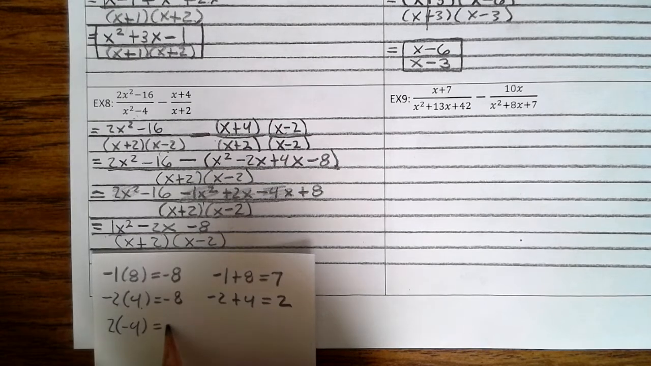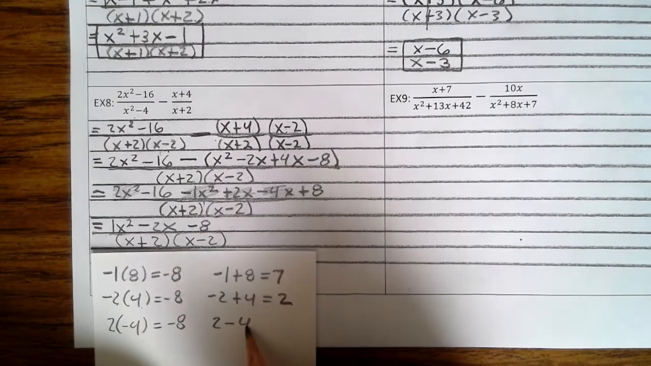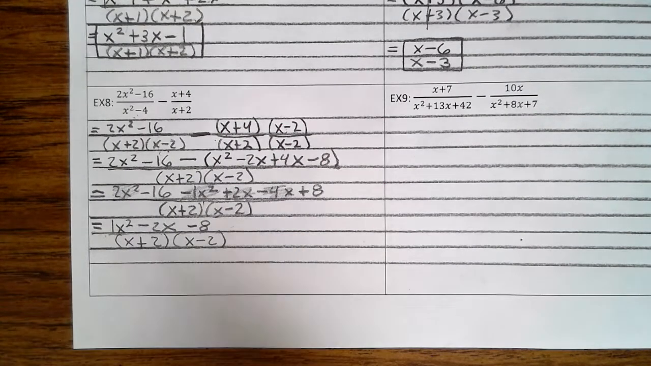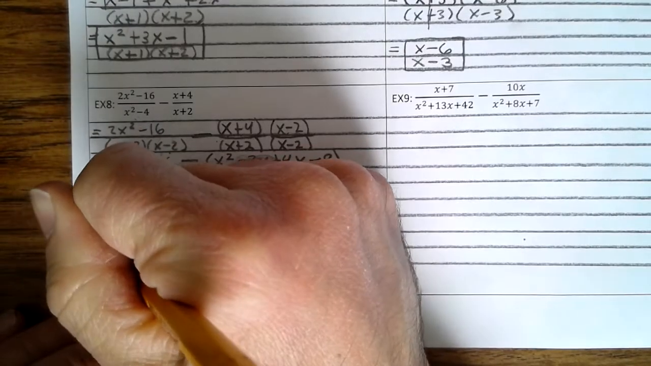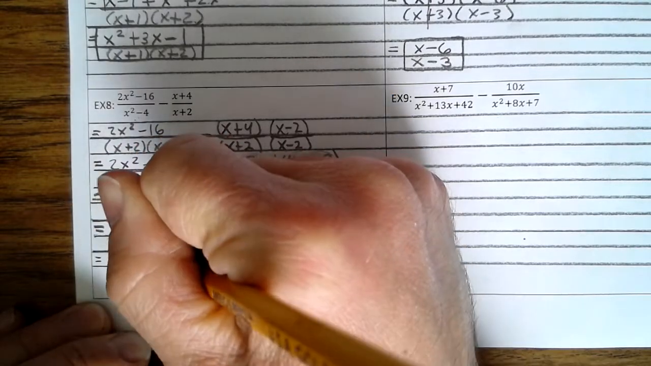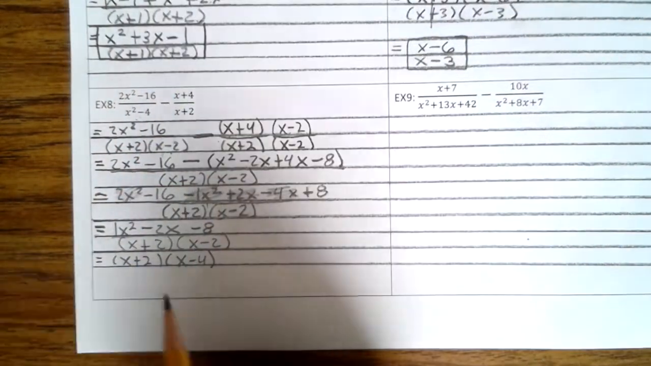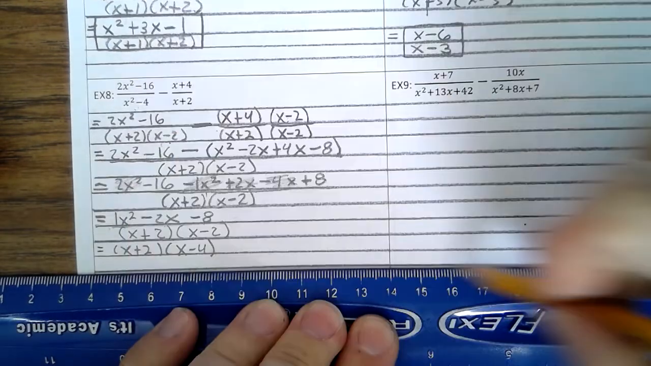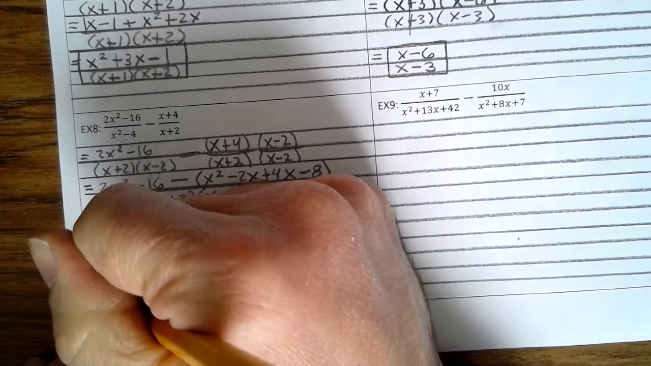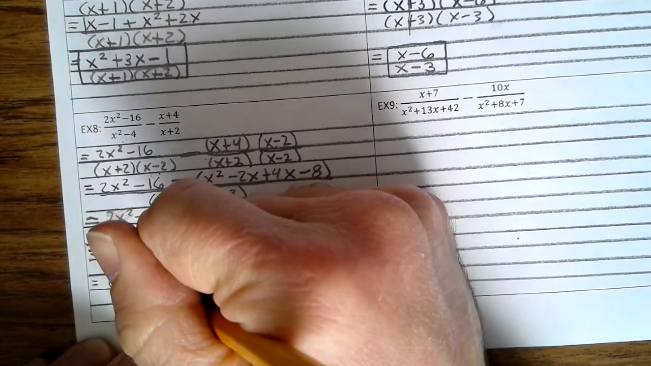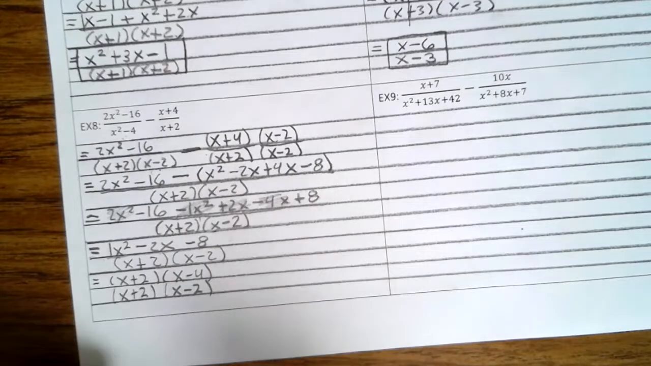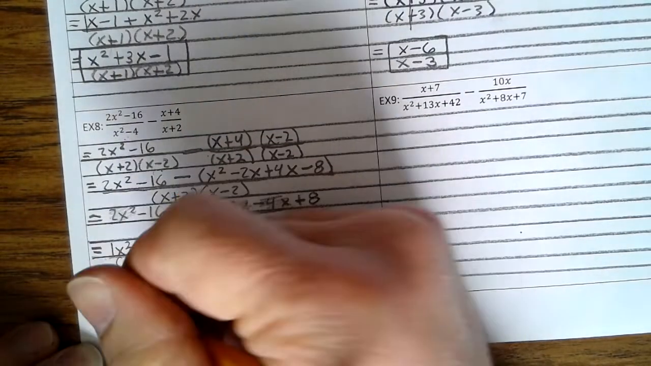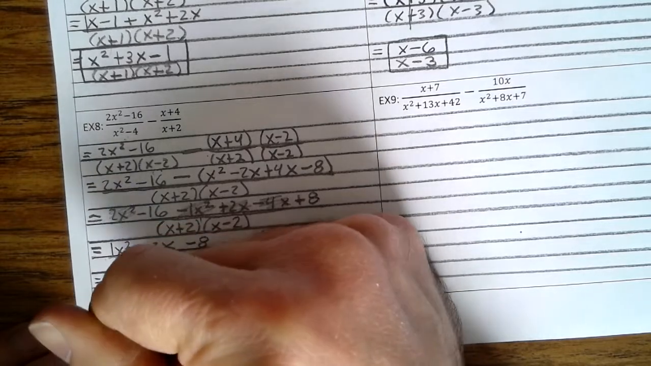So this factors to be x plus 2 times x minus 4 divided by, and let's add another line here, x plus 2 times x minus 2. And you see here the x plus 2's divide and become 1. So you're left with x minus 4 divided by x minus 2. All right, so go ahead and finish up example 8.